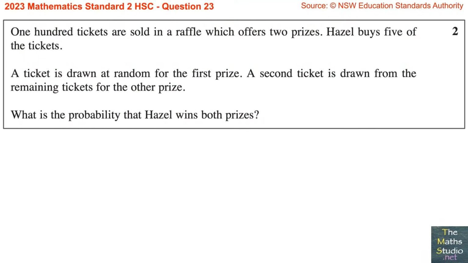Question 23. 100 tickets are sold in a raffle which offers 2 prizes. Hazel buys 5 of the tickets. A ticket is drawn at random for the first prize. A second ticket is drawn from the remaining tickets for the other prize. What is the probability that Hazel wins both prizes?